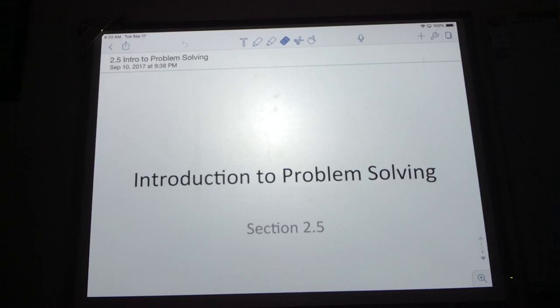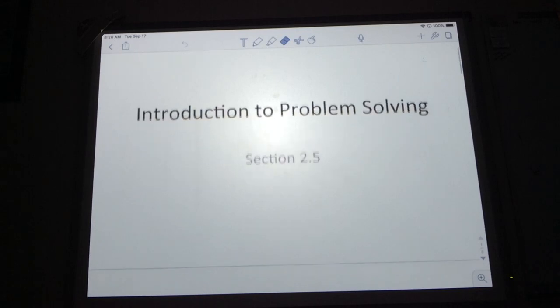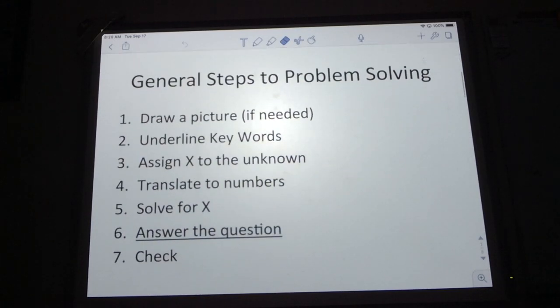So this is intro to problem solving. The next section will just be problem solving with some formulas. It's going to be a little bit different because you'll be given a formula to use and then you solve the problem using that. We'll kind of have to make up our formulas as we go.